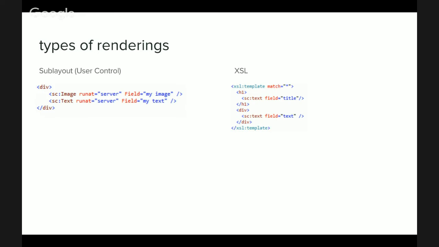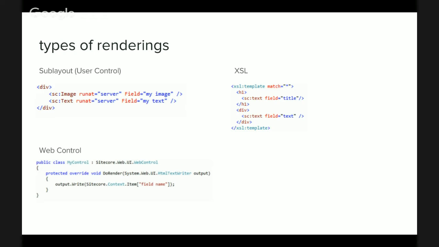Not used as much. It's kind of a heritage of Sitecore. Sitecore used to be almost completely based on XSL renderings, but if you're a big fan of XSL, you can write renderings in XSL. Again, you have user controls that allow you to output a title or some text. If you want, you can actually write a web control, basically inherit from the Sitecore web UI web control, and then override the DoRender.